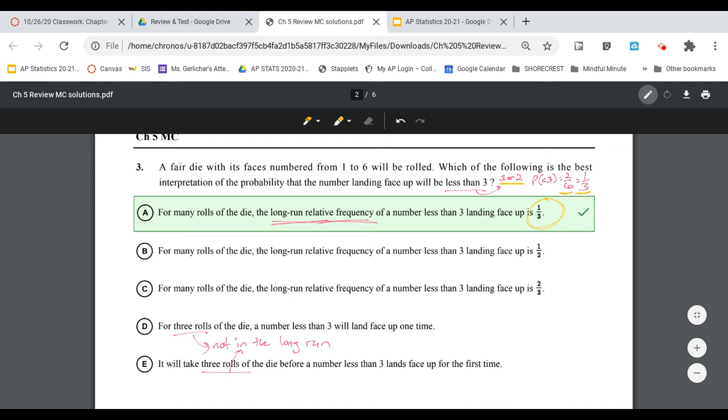The other issue that came up, knowing that it was A and not D or E, is that probability is always around the long run. That's that law of large numbers. So the long run relative frequency is the key here. In D and E, we're talking about only 3 rolls. That is not the long run. That's the short run. That is not what probability is about. Probability is about averages in the long run.